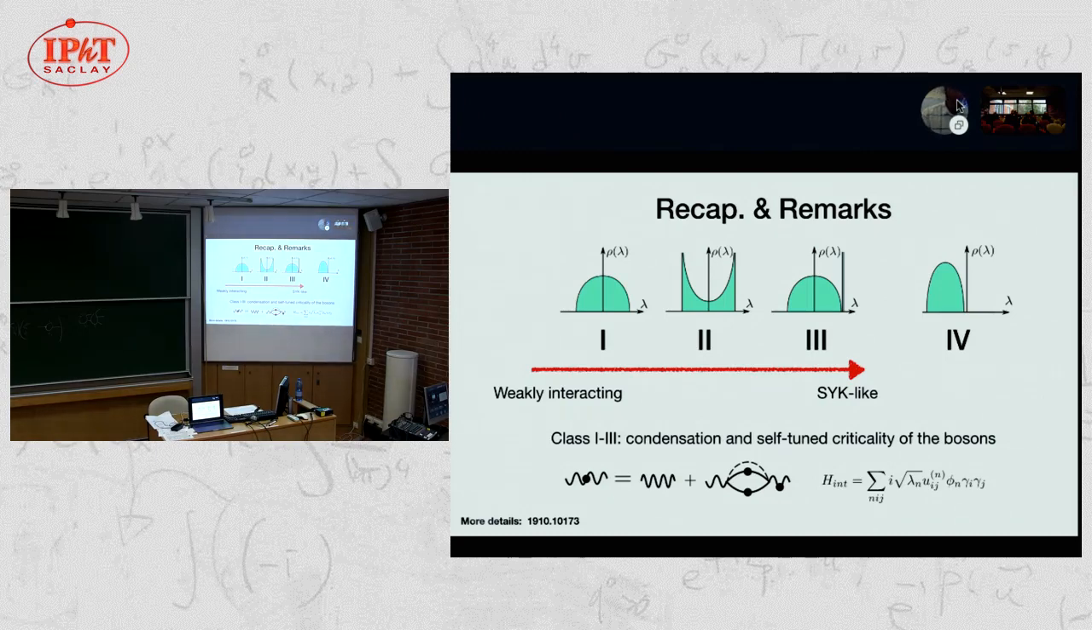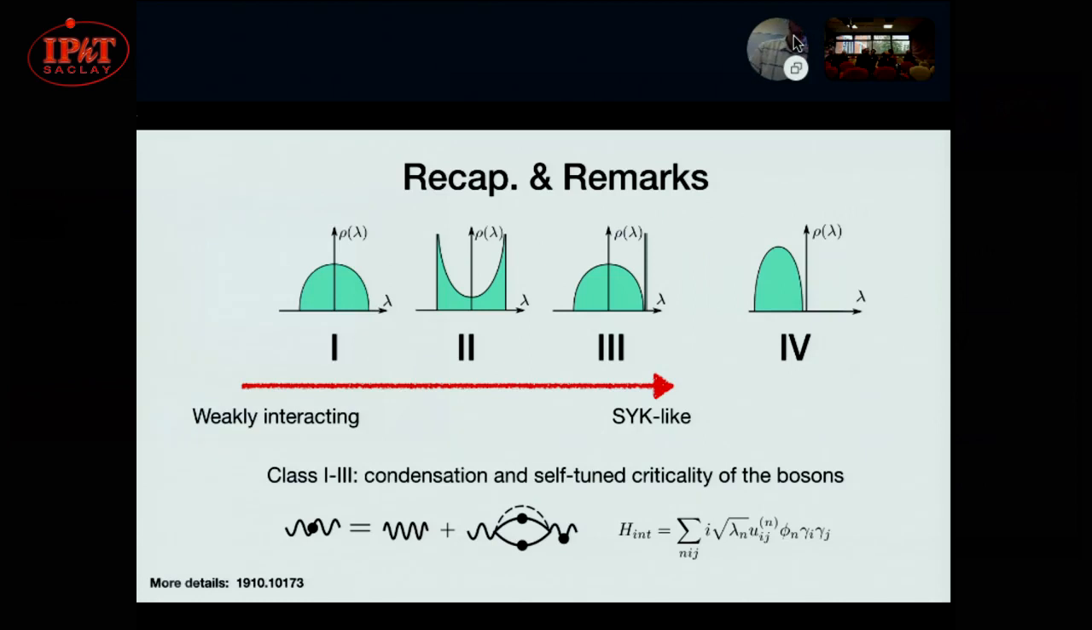Okay. So one question is, for this condensation, should I look at the behavior of rho lambda near the edge? Yes. The condensation will happen only for the boson with the largest lambda. So that's why this edge singularity behavior is so important for the low energy physics.